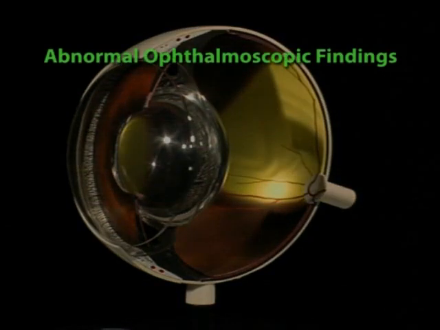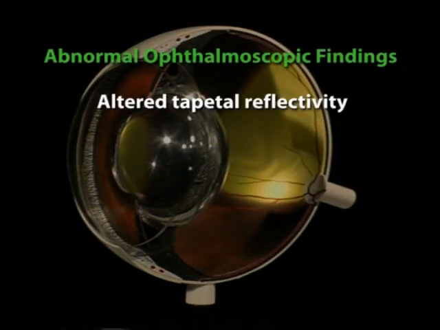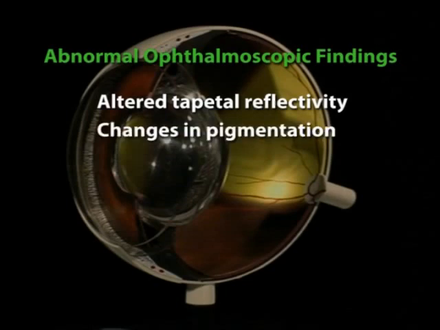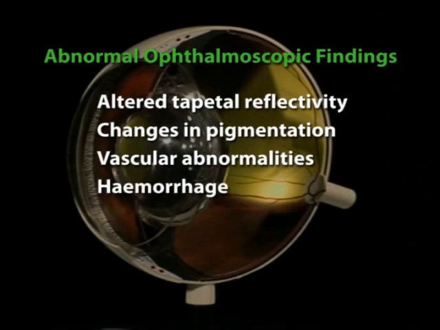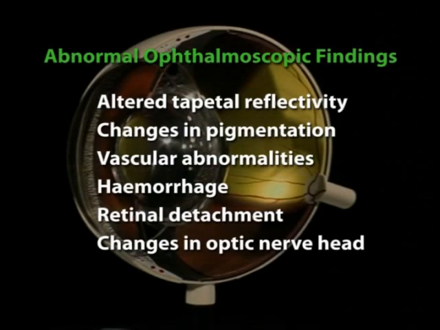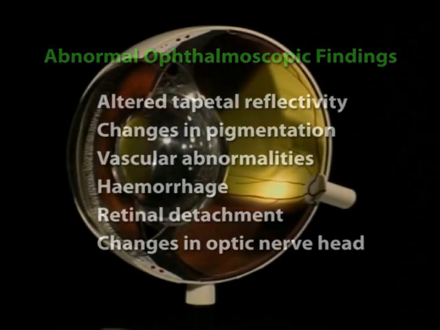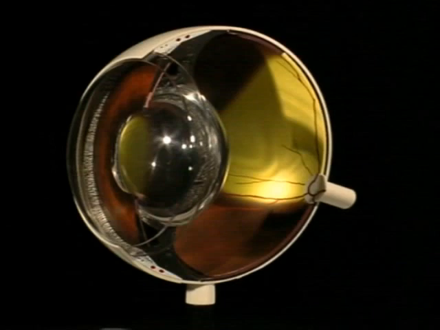Abnormal ophthalmoscopic findings include altered tapetal reflectivity, changes in pigmentation, vascular abnormalities, hemorrhage, retinal detachment, and changes in the optic nerve head. The appearance of fundus lesions varies with the type and stage of disease and the location of the lesion within the fundus.